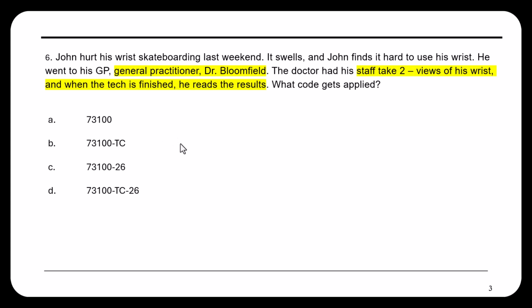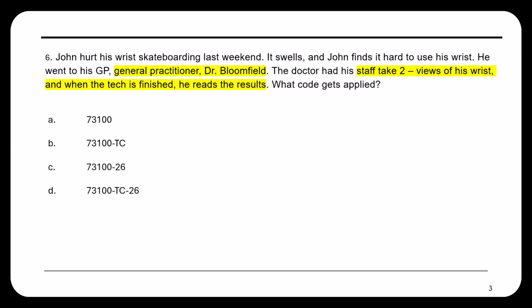Of course, B just has the technical component, which we know is not correct because somebody also read it, which we had with 26, which is C, but somebody took it. So that one's not correct either. Now we have D. D has a TC and a 26. Is that correct? No. Because somebody takes it, somebody reads it. That's the whole code. There's no need for a modifier here.